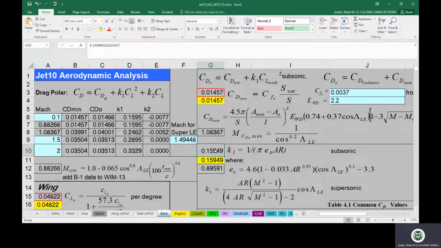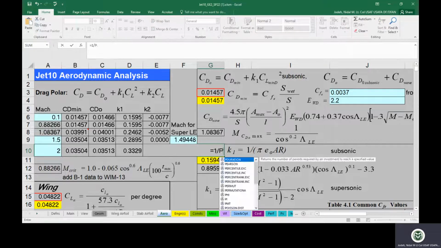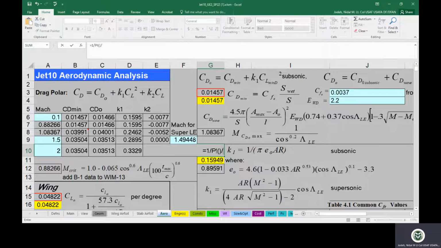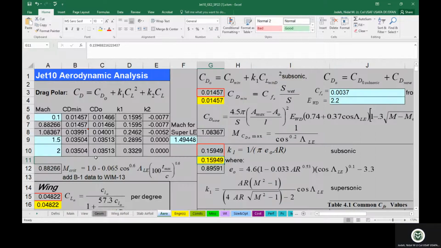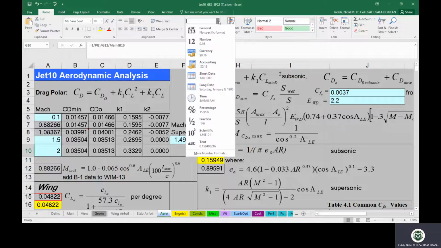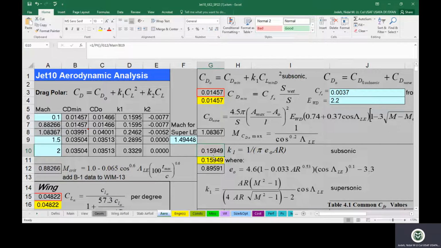Let's go through. I could probably do this on site. This is 1 over pi e AR, 1 divided by pi, parenthesis, divided by e naught, which is right down here, divided by aspect ratio. Where the heck do I get aspect ratio? That's on the main page. For the wing, just grab that aspect ratio and push enter. Okay, so that is an equation. It's set to general and it matches the solution.